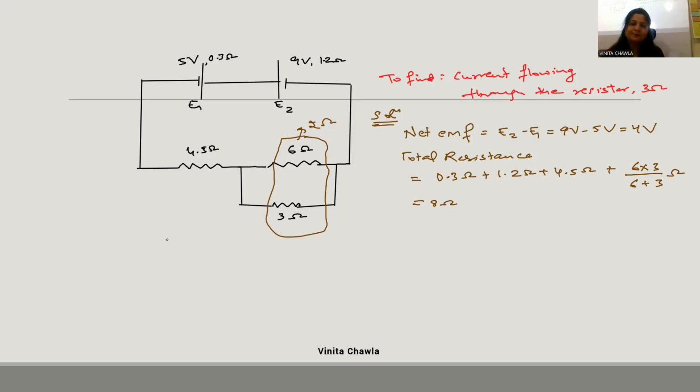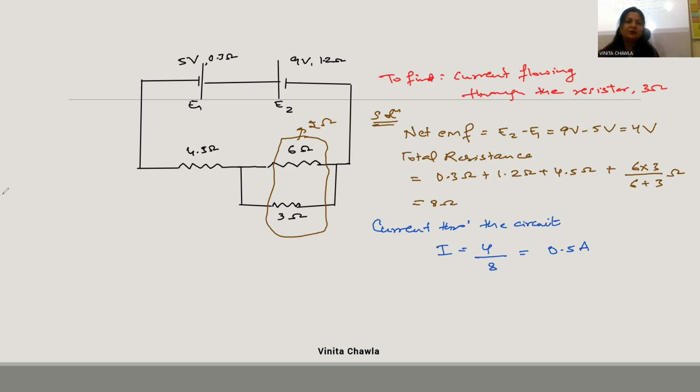अब व्हाट नेक्स्ट? वी कैन फाइंड करंट थ्रू द सर्किट. Current through the circuit. How do we find current through the circuit? It's I is equal to, बताओ, net EMF is 4 volt and net resistance is 8. So we can write 1 by 2. It's 0.5 ampere. Current through the circuit is 0.5 ampere.